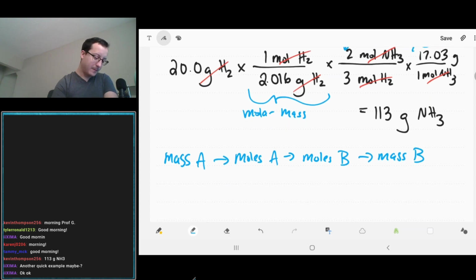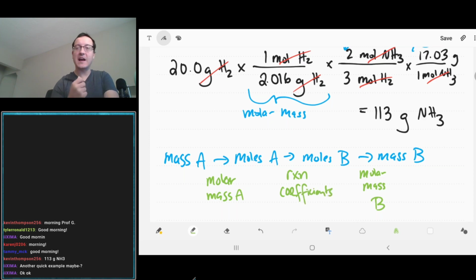Anytime you're doing a conversion or a procedure like this, remember that here is your molar mass of A, and here is your molar mass of B as the conversion factors, and then here is your reaction coefficients. Reaction is often abbreviated RXN. You'll see that a lot, just reaction. So those are the three conversion factors you would need if you want to do something like this.